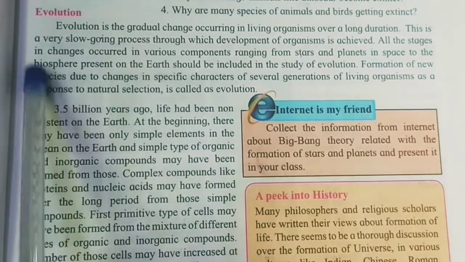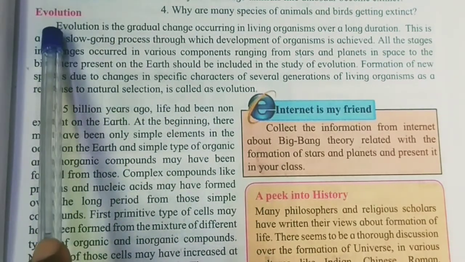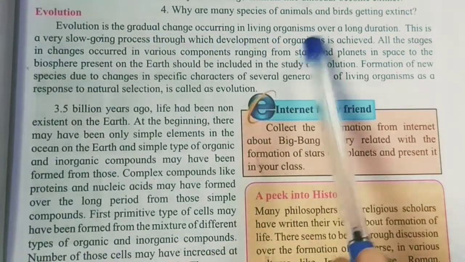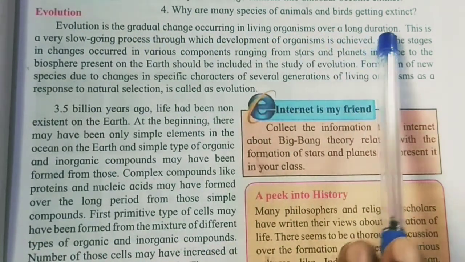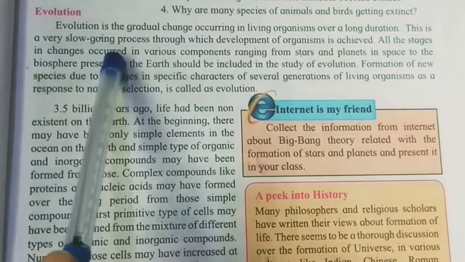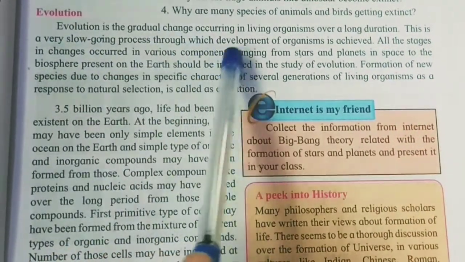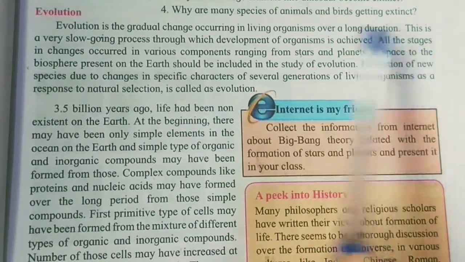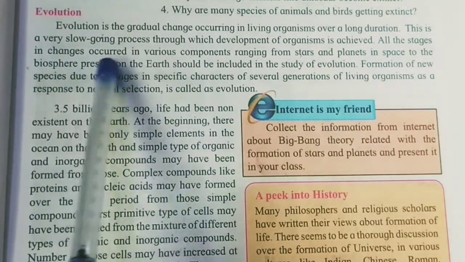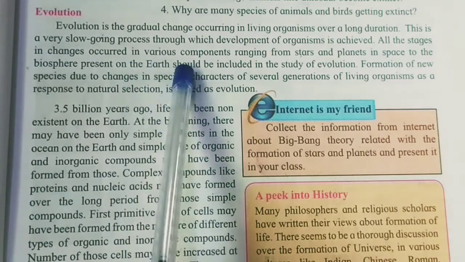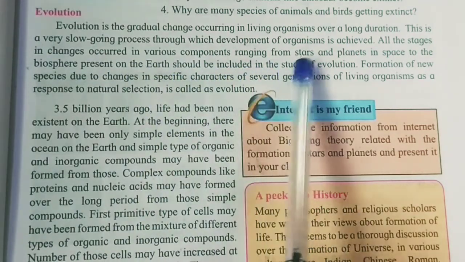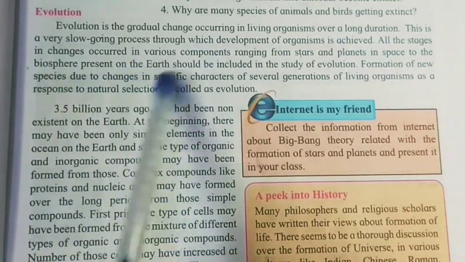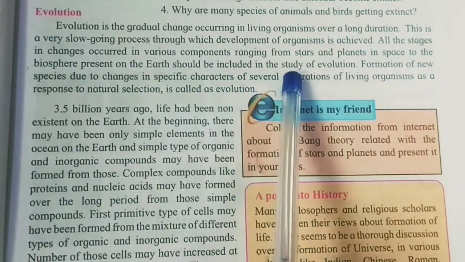The next point is evolution. Evolution is a gradual change occurring in living organisms over a long duration. This is a very slow process through which development of organisms is achieved. All the stages in changes occurring in various components, ranging from stars and planets in space to the biosphere present on the earth, should be included in the study of evolution.